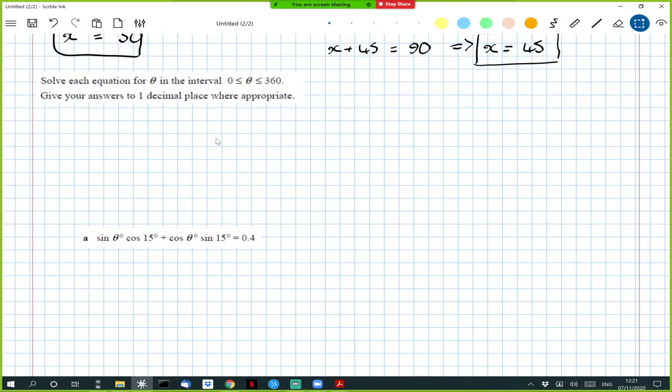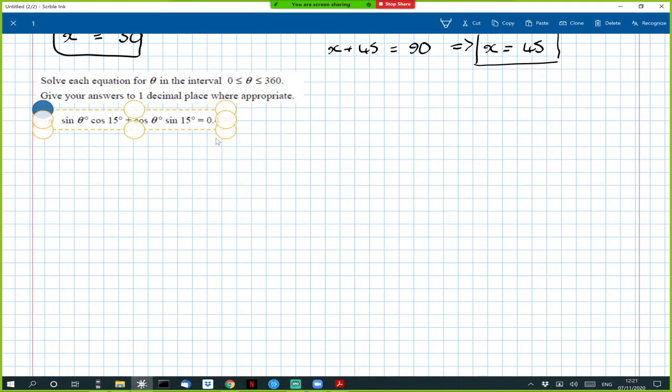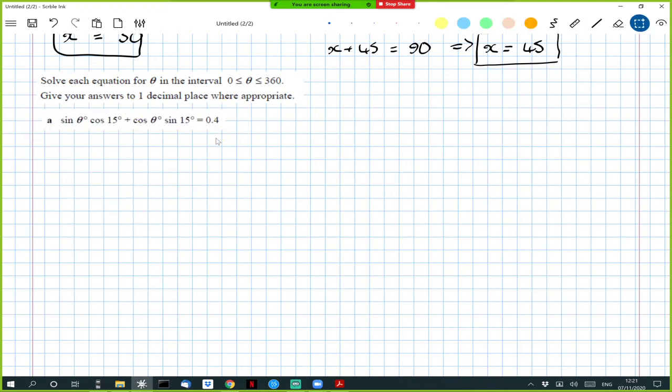One second, I'm having trouble moving that. There we go. So that one there. You've got to decide whether it needs to be expanded or whether it needs to be put back in a compound angle form. I think this one's a little bit more obvious because we can see clearly it's already been expanded. It's quite a difficult equation to solve as it is, so maybe would benefit from putting it back into compound angle form.